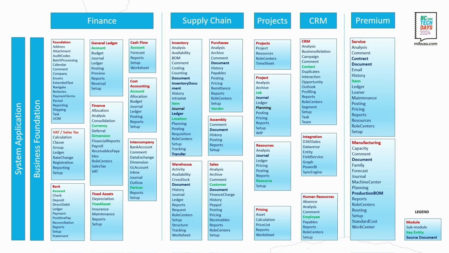But finally, we identified another very important entity, or let's say a feature, in each module. We call it document. For example, for sales, this is a sales document, sales header and sales line. For job area, it will be job and job planning line. For manufacturing, it will be production order.